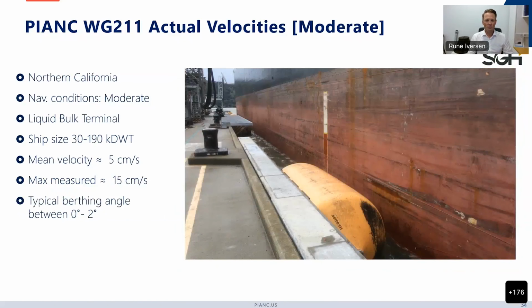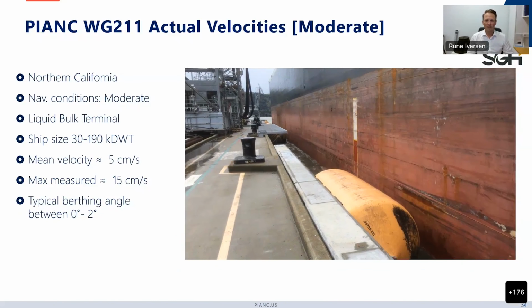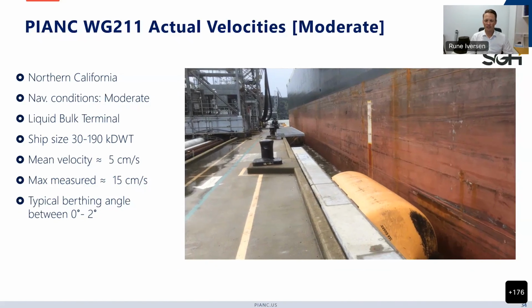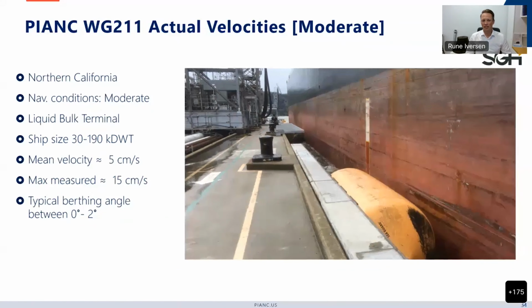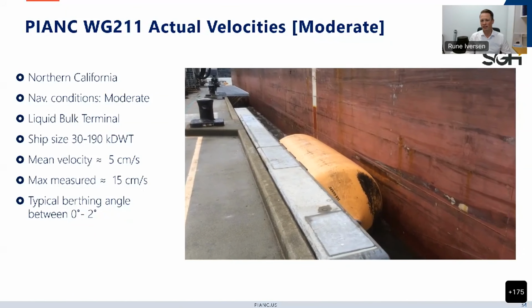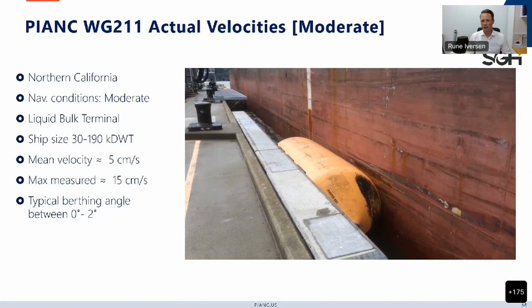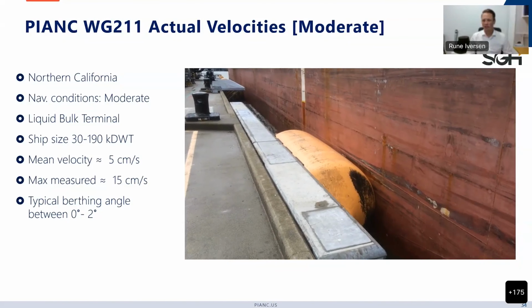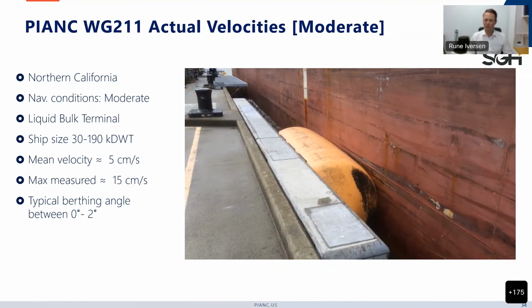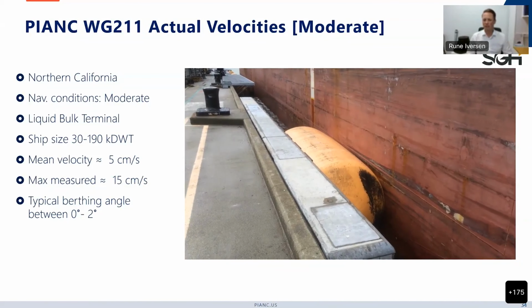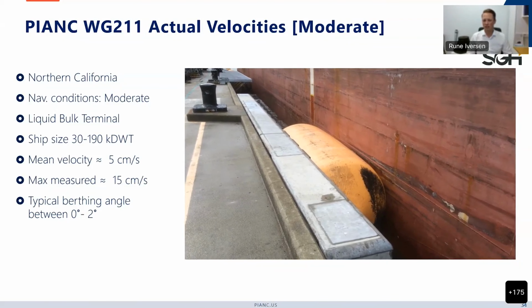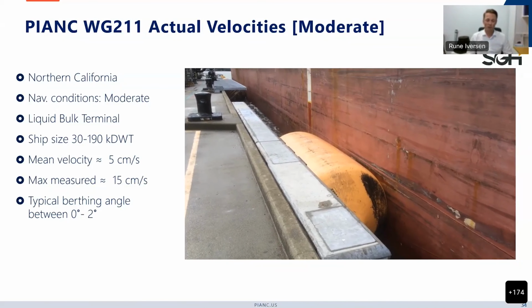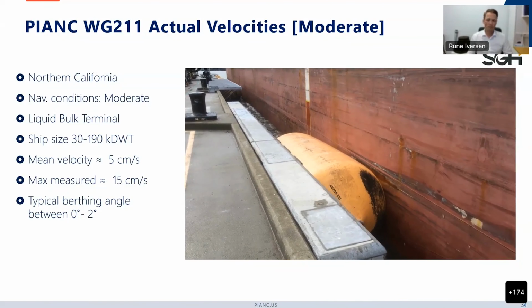We go to the next site. This is a site from Northern California under moderate berthing conditions. It's a liquid bulk terminal. Vessel size is between 30 and 190,000 deadweight tons. The vessel coming in here is about 50,000 deadweight tons. Average velocity is about 5 centimeters per second. Maximum measured is about 15 centimeters per second for these vessel sizes. Again, typical berthing angles are between 0 and 2 degrees.